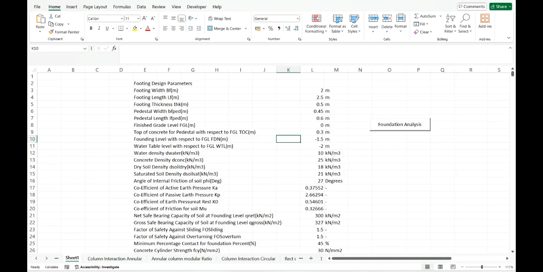For calculating two-way shear stress, vertical loads and moments about both axes on pedestal at top of foundation are used and provisions of ACI 318 are applied to calculate actual two-way shear stress. This value is compared with the limiting two-way shear stress based on concrete cylinder strength.